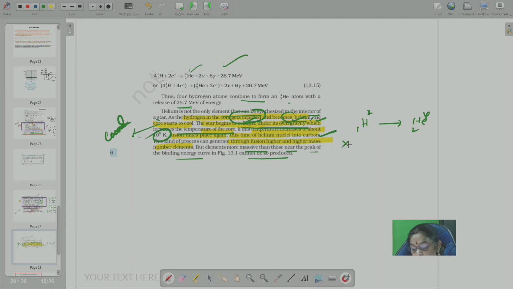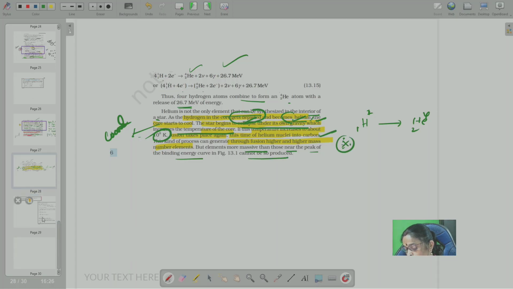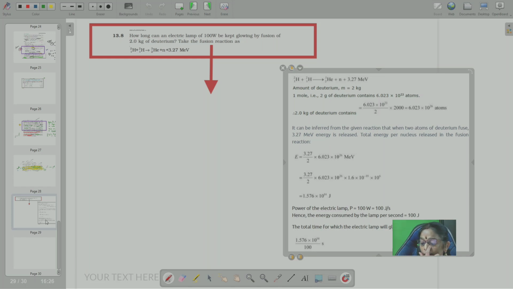So all these insights you have to learn, children. Now you can learn how long an electric lamp of 100 watt can be kept on. Use power is equal to energy by time taken. First you find energy, which is equal to power into time. Like that you can find it by using this.